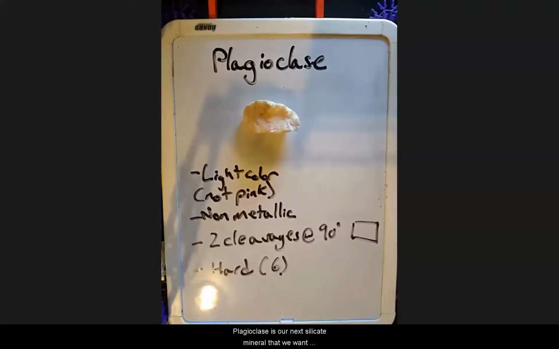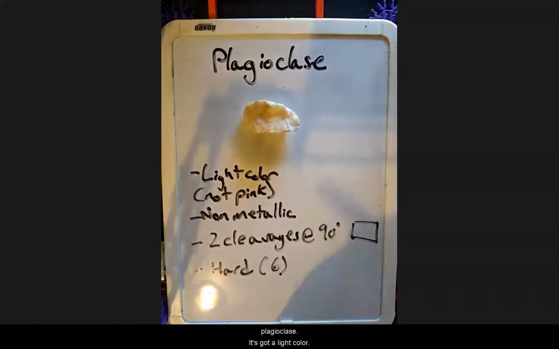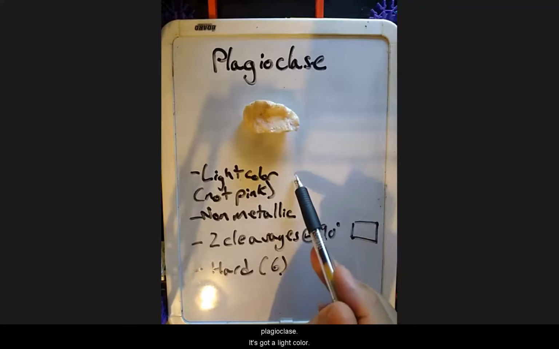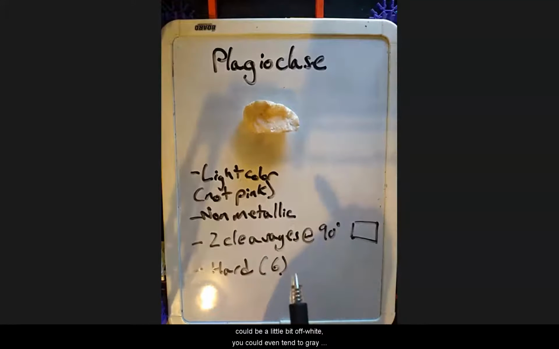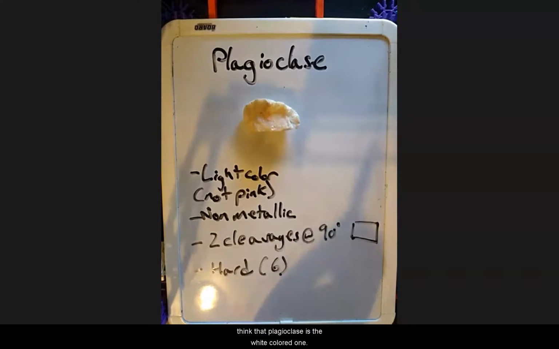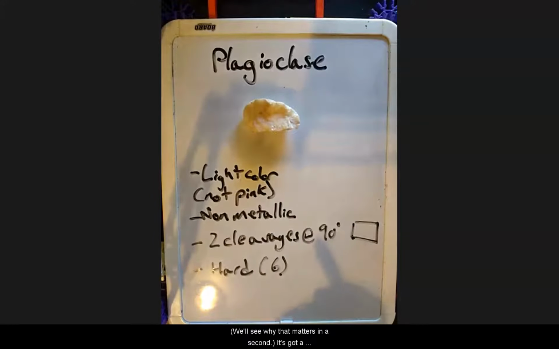Plagioclase is our next silicate mineral that we want to talk about. So here's a piece of plagioclase. It's got a light color. Oftentimes it's going to be white, could be a little bit off-white. You could even tend to gray or some other weirder colors in samples that we're not going to look at. For your purposes, think that plagioclase is the white colored one. It's not pink though. See why that matters in a second.